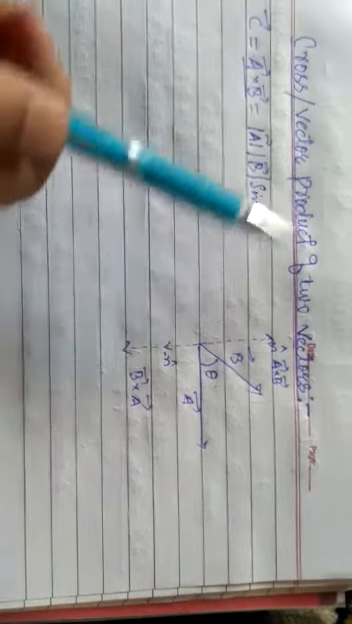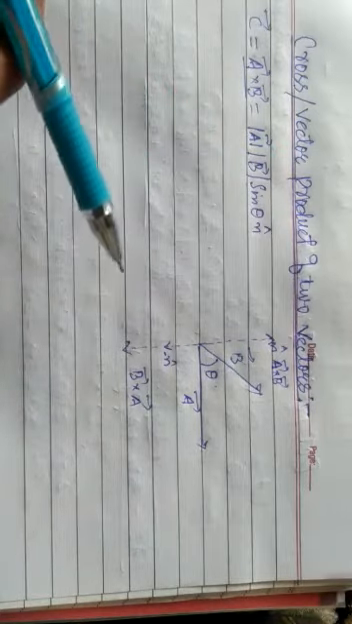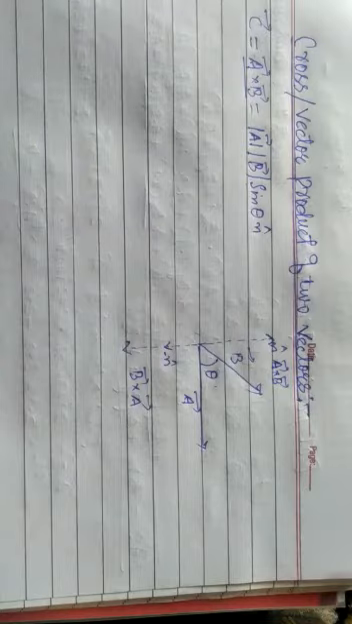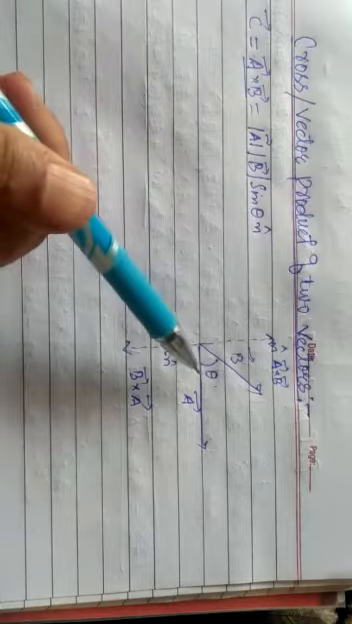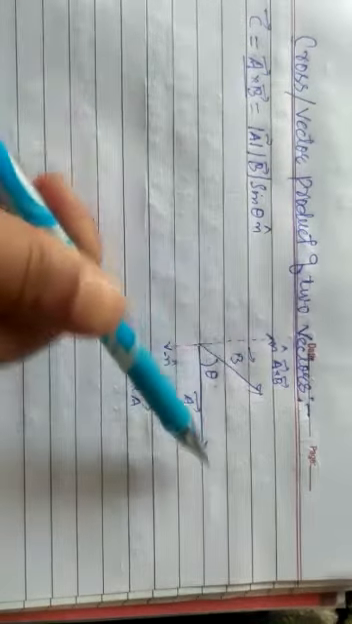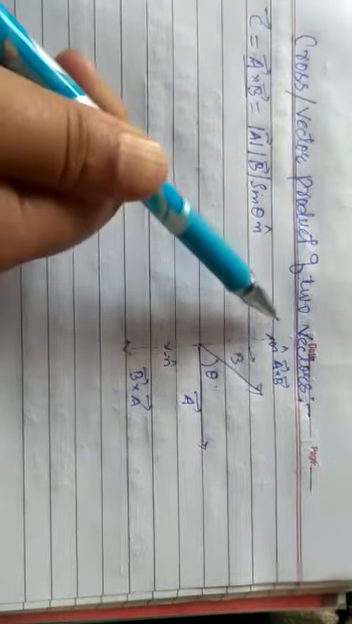As I am saying, in the case of the cross product, the resulting vector is perpendicular. By definition, it is perpendicular to the plane containing the two vectors. As this and this are in this very plane, the resulting vector is perpendicular to them. A cross B is like this, an upward vector. B cross A is like this, a downward vector.